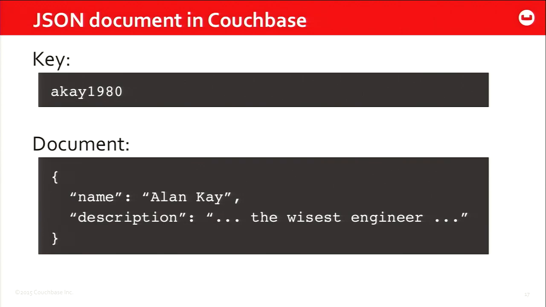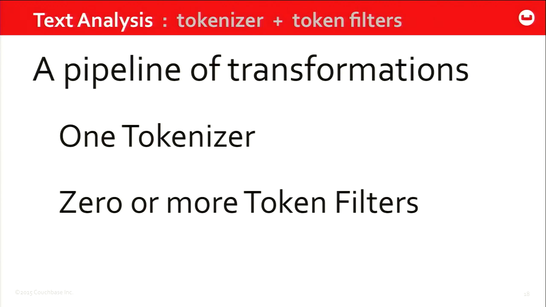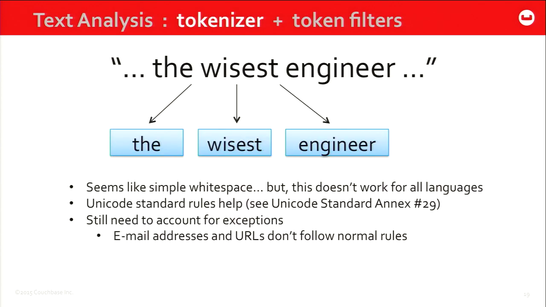And now we're going to see how that would actually end up being indexed. So when we look at full text search, we talk about a process called text analysis. And this is how we're going to transform the terms of the text that are in the source document into the actual items or terms that are put into the full text index. And we can think of that as a pipeline of transformations. First, you're going to have a single tokenizer, and then that's going to be followed by zero or more token filters. We're going to look at those in more detail.